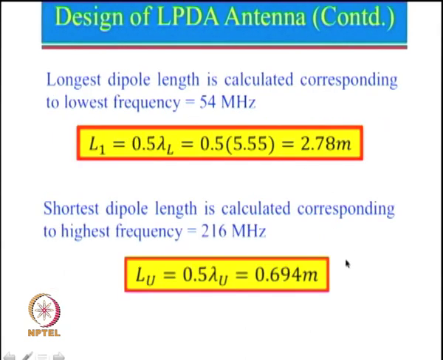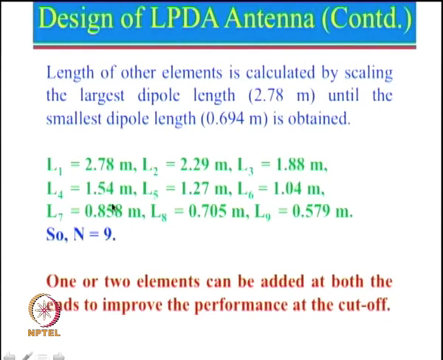have crossed this value, which is 0.694. So, you can see that you cross that value. Now, you can say 0.694, 0.705 are very close. Can we stop over here? Theoretically, you can stop over here, but then the gain at the higher frequency will not be good. So, that is why this element needs to be taken. This will give us some decent gain.